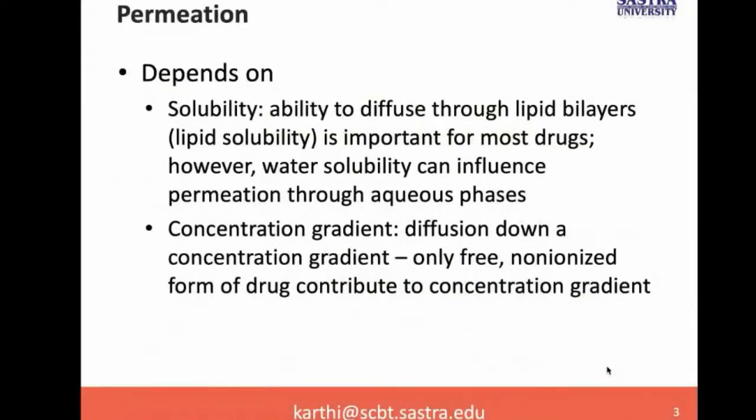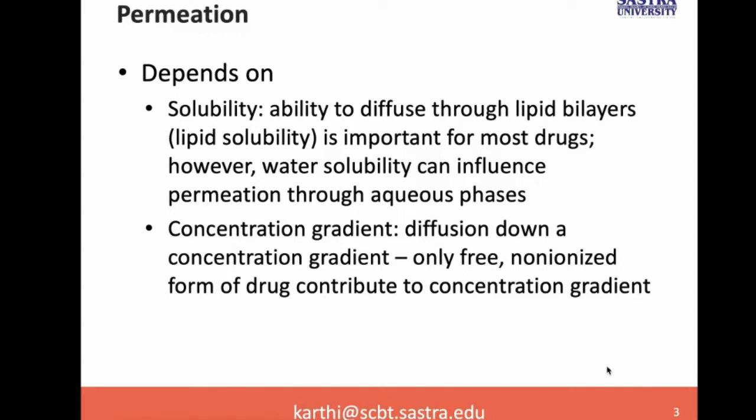So let me start with a very fundamental thing. What is meant by permeation? The dictionary meaning of permeation is the movement, penetration of the molecule, and this permeation of the drug molecule depends on various parameters. Here I have listed three important parameters which influence permeation. Again, I repeat, permeation is nothing but the entry of the molecule, and it depends on some factors.